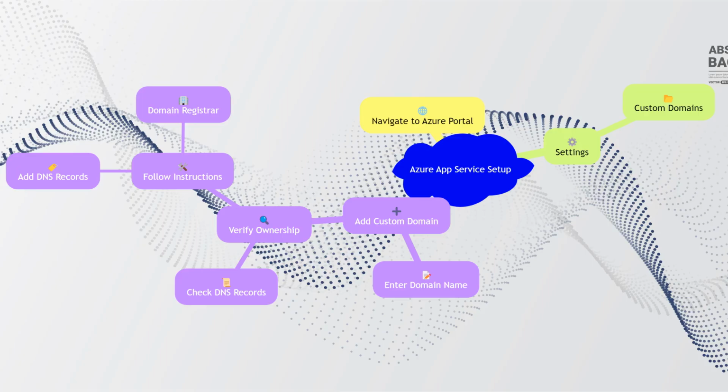To begin, navigate to your Azure App Service in the Azure portal. Under the Settings section, select Custom Domains. Click on Add Custom Domain and enter your custom domain name. Azure will verify the domain ownership by checking the DNS records. Follow the instructions to add the required DNS records at your domain registrar.